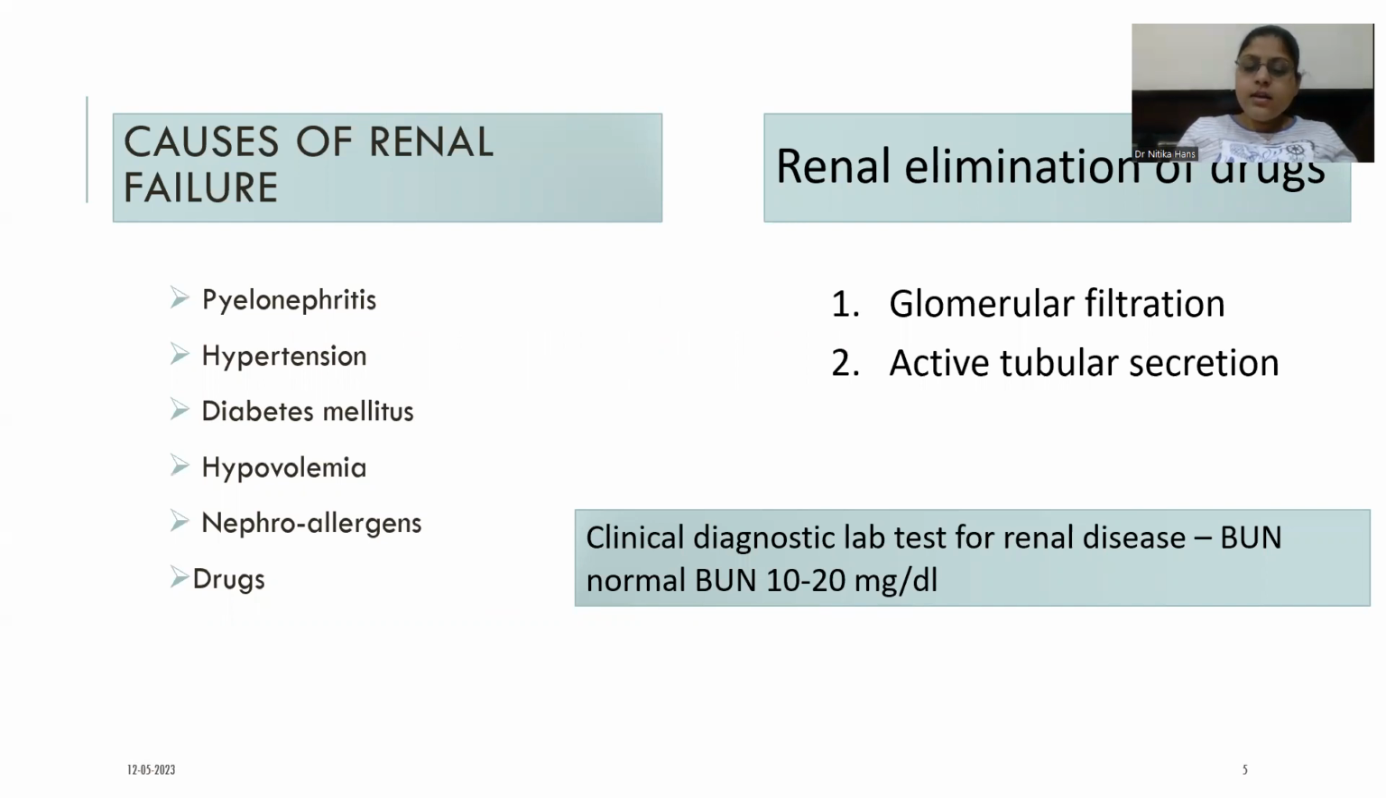And clinical diagnostic lab tests for renal diseases include blood urea nitrogen. Normal blood urea nitrogen is 10 to 20 milligram per deciliter.